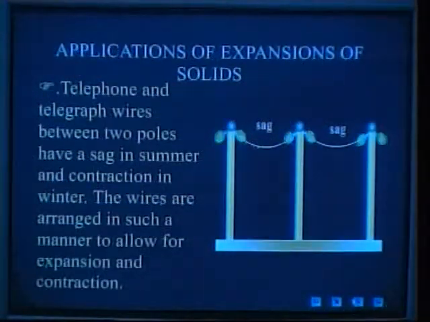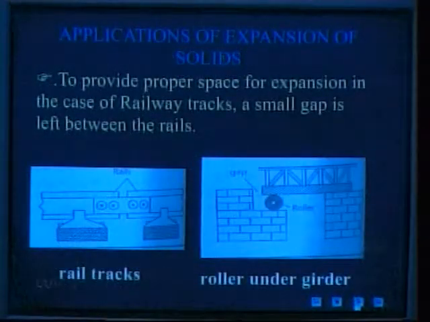When laying telegraph and electric poles, there must be sufficient sag for the wire. During winter, when contraction takes place, the poles are pulled on either side because of the contraction of the wire and they get uprooted. To avoid this, sag must be given. Similarly, while laying railway tracks, there must be sufficient expansion channels between two rails to allow for expansion during summer. Here these are the expansion channels.